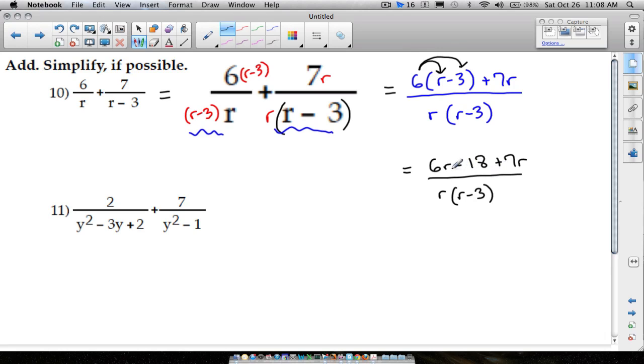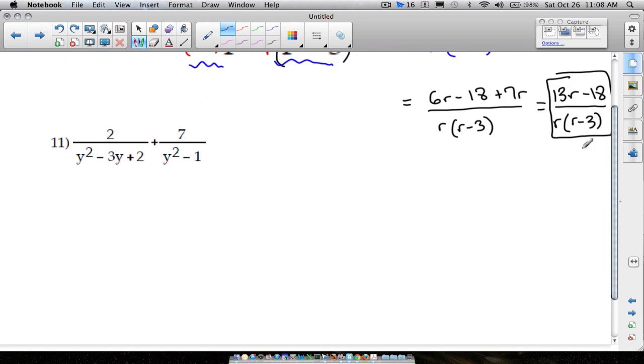And then from here, let's see, 6r plus 7r, we have 13r minus 18. And at the bottom, r times r minus 3. And there is nothing else that we can do with that. That is our simplified answer to that problem.